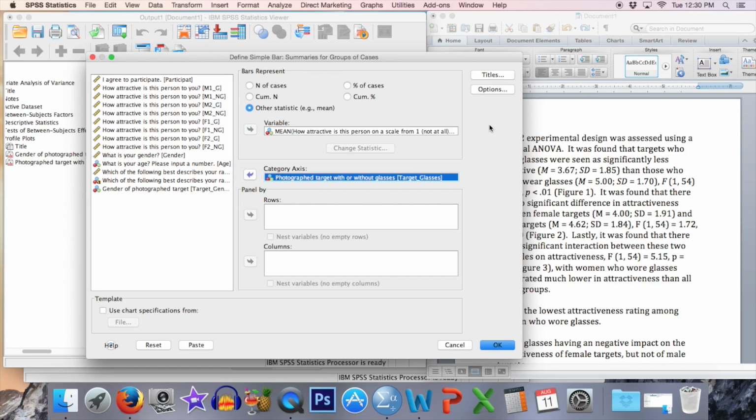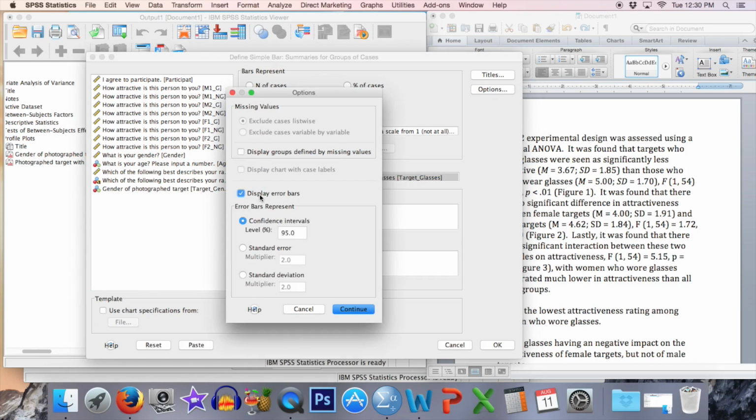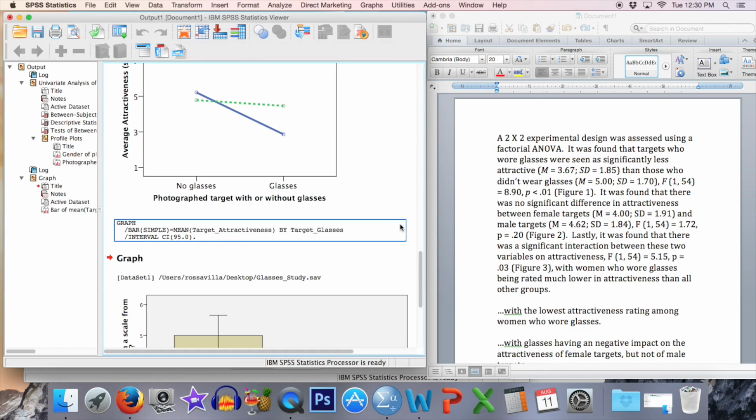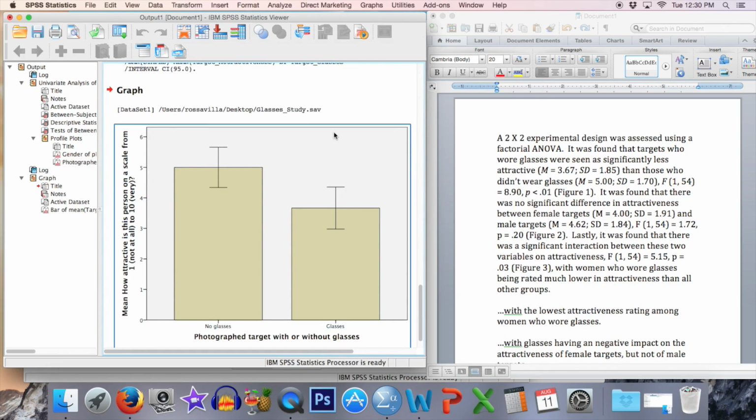And the last thing we want to do is put on error bars. So click Options, Display Error Bars, and Continue. So now that we have our bar graph set up, go ahead and click OK. And right here you can see it looks good.